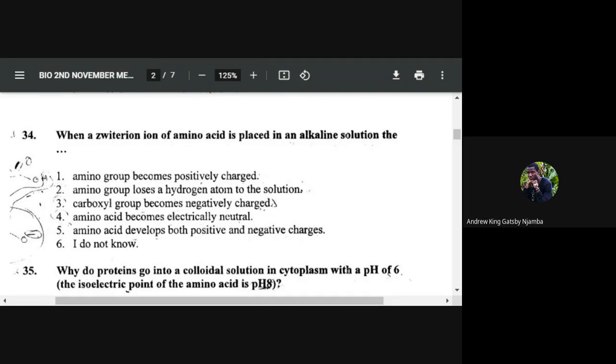Then 1 and 2, it's pH less than 7. Then 3 is pH greater than 7. So the best answer there is option number 3. Unless there are questions there.